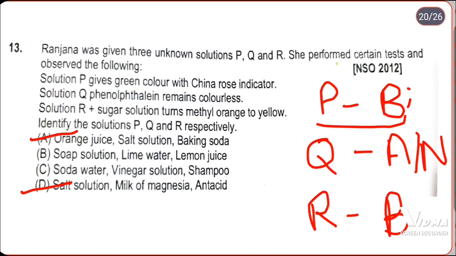So now next Q, it could be acidic or it could be neutral in nature. So lime water and vinegar solution. Lime water is basic in nature, so it will not be the answer because solution Q is either acidic or neutral in nature. So option B will also not come. So the correct answer is option C.